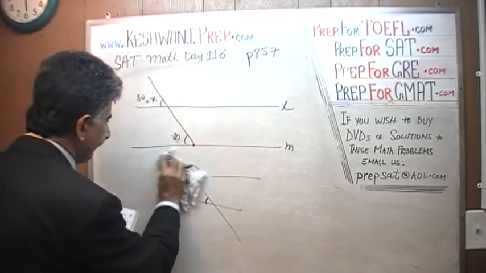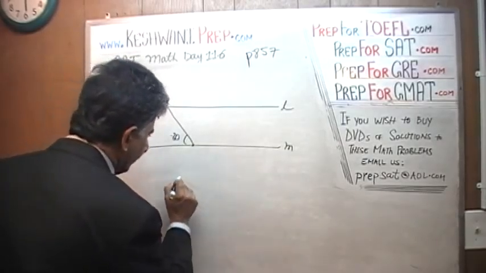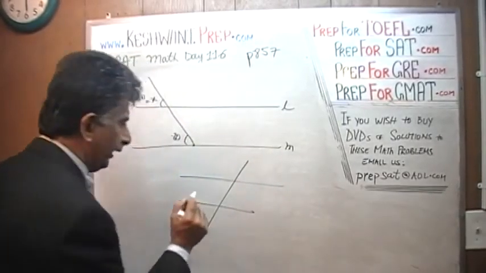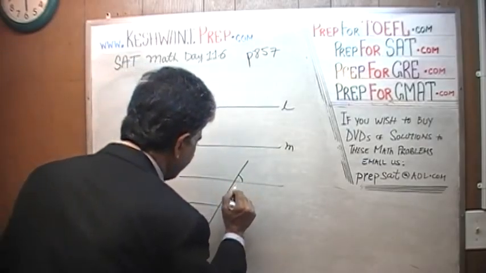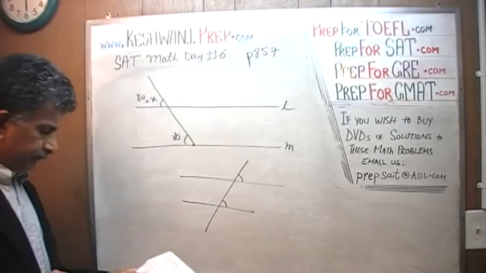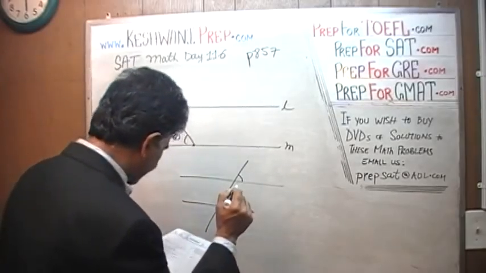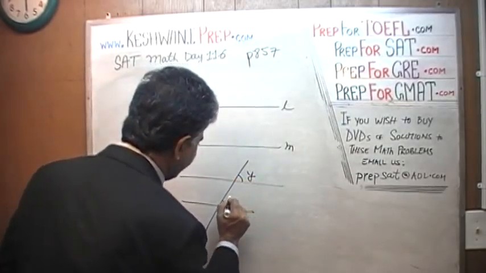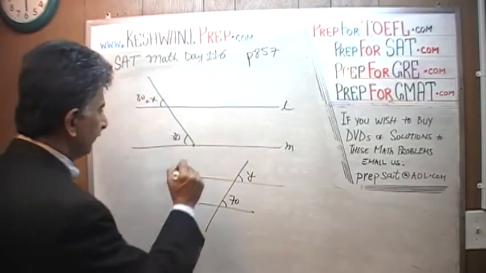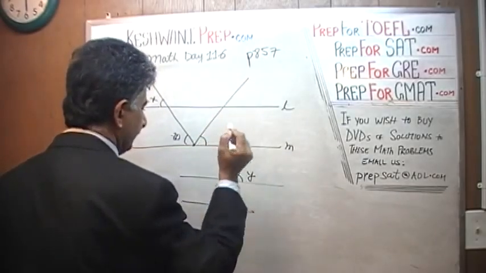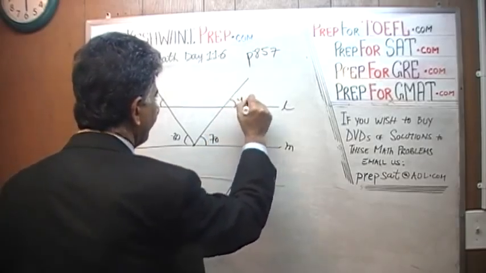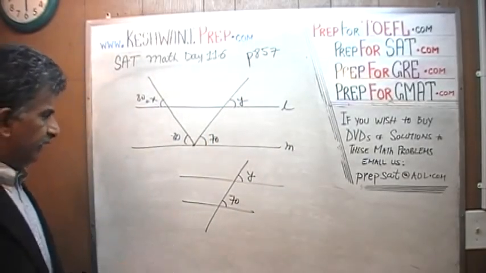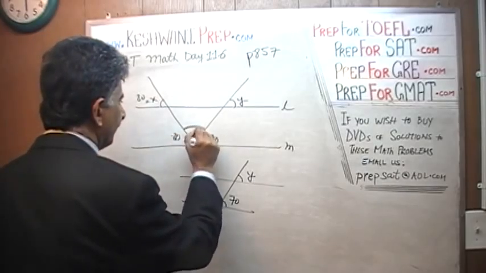Similarly, if we have two parallel lines and a third line intersects the two parallel lines, then this angle must equal that angle. They are showing this angle as Y. And this is 70. Which means this angle here must be 70 because this is Y. The question simply is, how much is Z? How much is this angle Z?